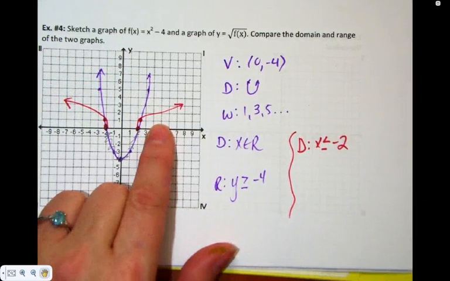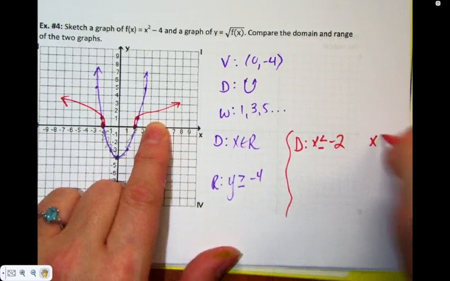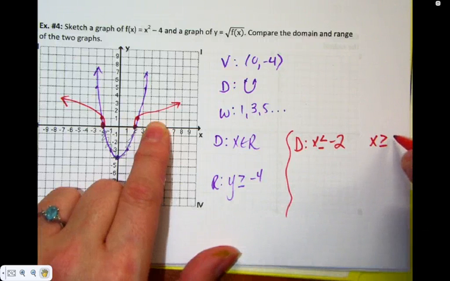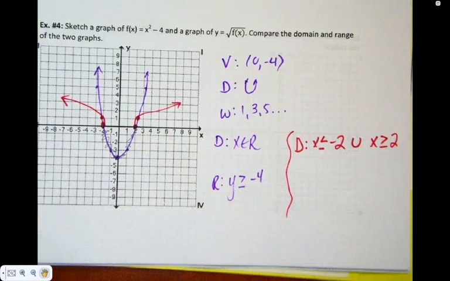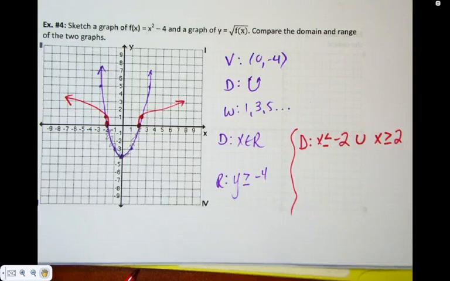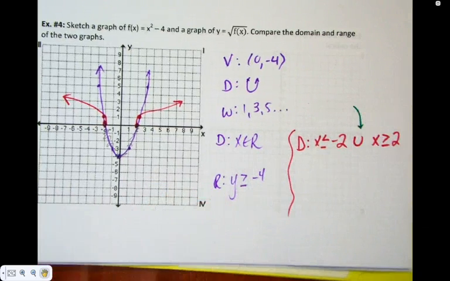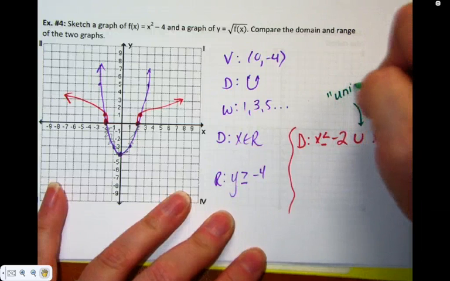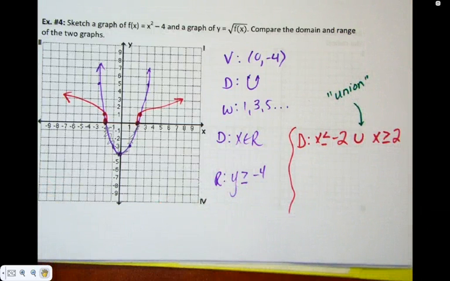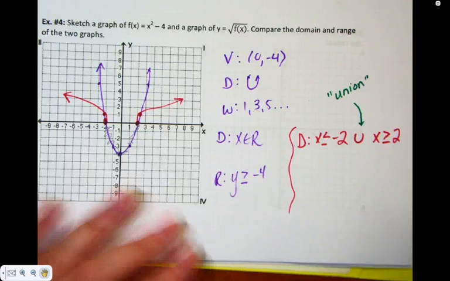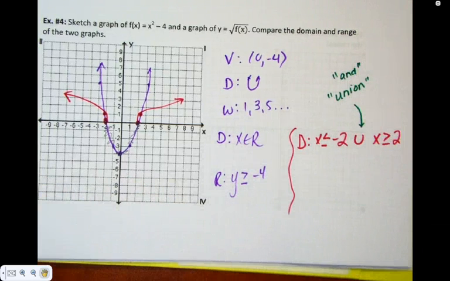And if I just had the right swoop, how would I do the right swoop? X is greater than or equal to. Do we know it's 2? For sure it's 2? And then I'm going to put this little symbol in between. So what the heck is this guy? Well, letter U. He's called union, not onion, as somebody thought last year. Union with a U. What it means mathematically is and. So it's saying the domain is the values that are less than or equal to -2 and the values that are greater than or equal to +2.